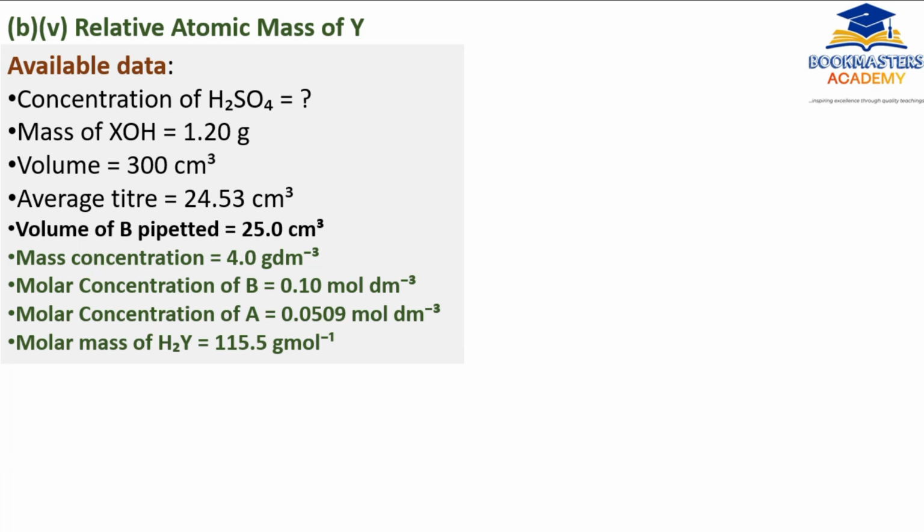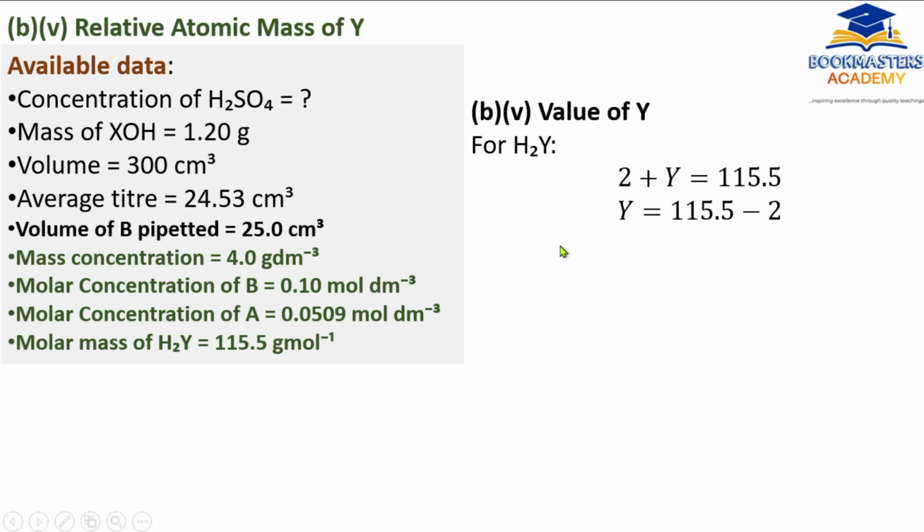Right now we have so much data available, but we were asked to get the relative atomic mass of Y. That's basically the value of Y. And how do we go about that? To get the value of Y for H2Y, you've gotten the relative atomic mass of the compound, you've gotten the molar mass of the compound H2Y. Let's just add up and see. If you add up, you can make Y the subject and you get your answer.